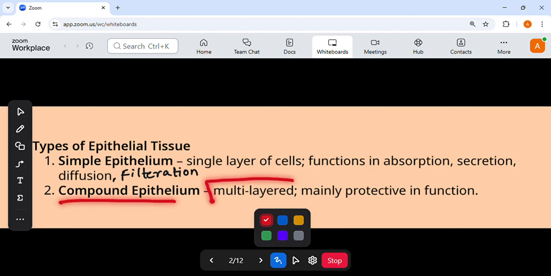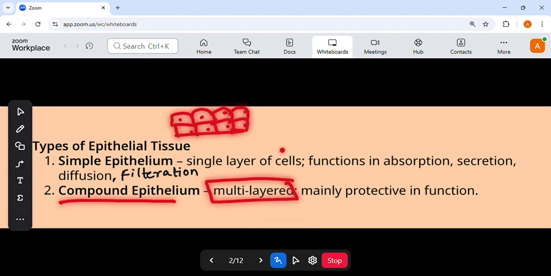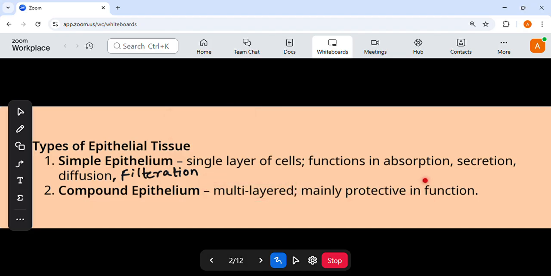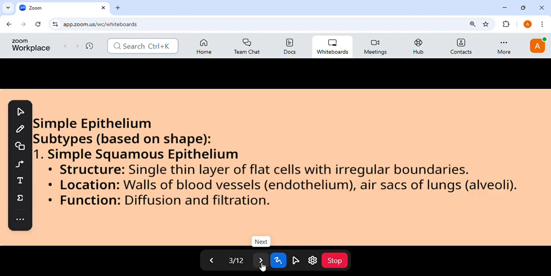Next is compound epithelium. It is multi-layered. Means multiple layers like this. Multiple layers of cell will be present, and its function is protection against chemical and mechanical stress as well as covering. So this is the function of compound epithelium. ठीक है, समझ में आया? सिंपल एक ही लेयर है सेल का, फंक्शन है सेक्रीशन, अब्जॉर्प्शन, डिफ्यूजन, फिल्ट्रेशन. कंपाउंड है मल्टी लेयर्ड, मेनली फंक्शन है प्रोटेक्शन अगेंस्ट केमिकल एंड मैकेनिकल स्ट्रेस.